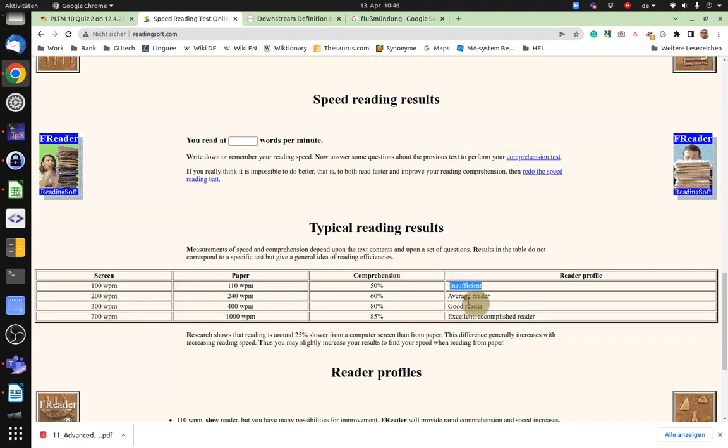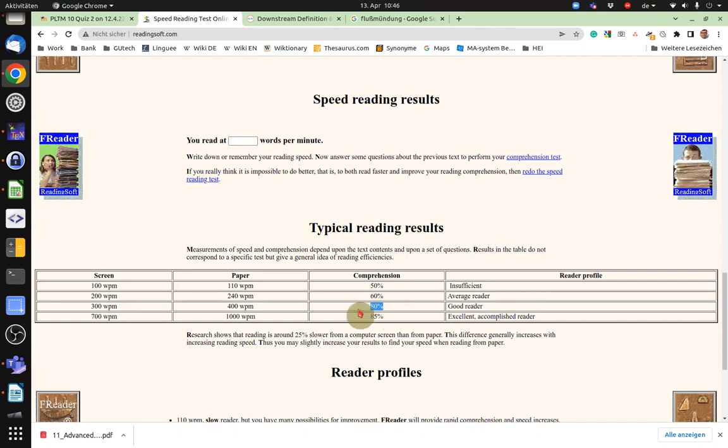Now, if you are a good reader, you read the text in 300 words per minute. That means in less than 3 minutes, you are through the text, and you would score roughly 80% of the points. Now, even if you read it 2 times to increase your comprehension rate, to look up more of the things, you can be done as a very, very good reader in less than 10 minutes.